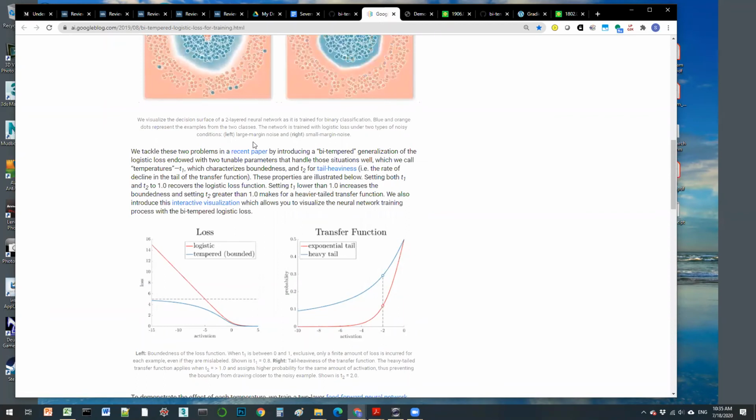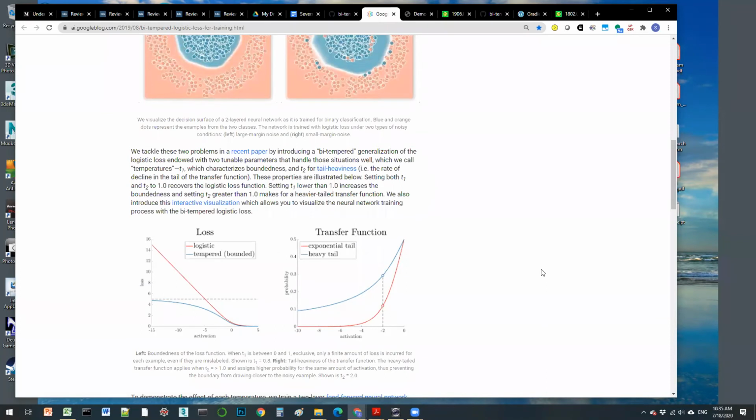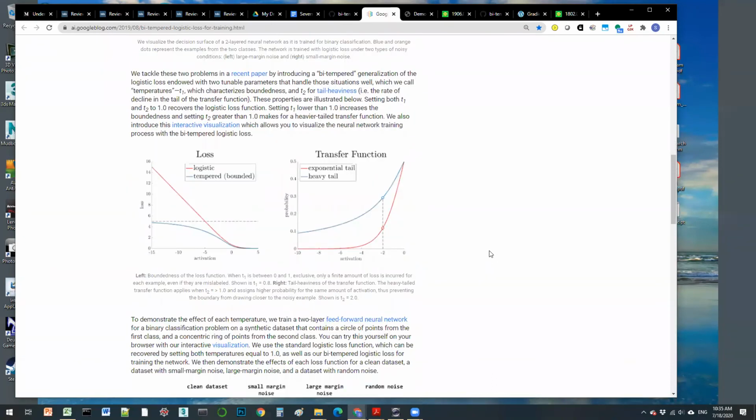I will learn more about that as we look further in the blog. And the other temperature, T2, which is typically greater than 1, is something that helps the loss function behave better, and therefore the results become more generalizable by working on the tail of the transfer function.